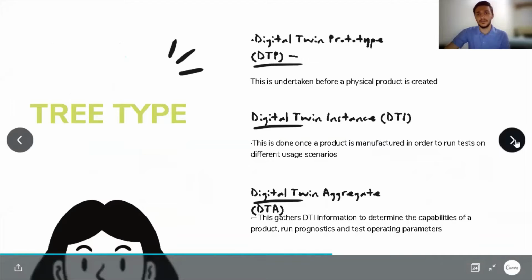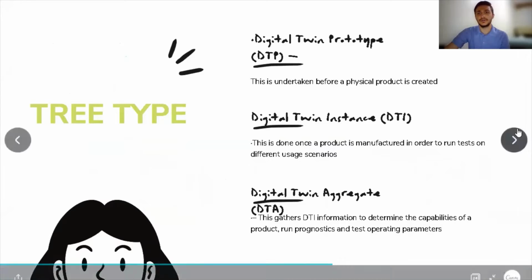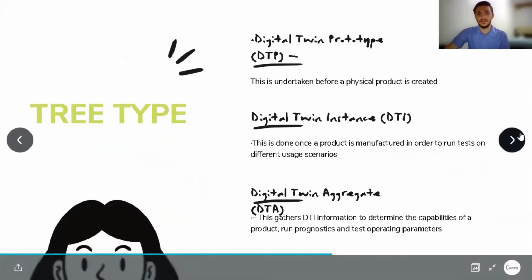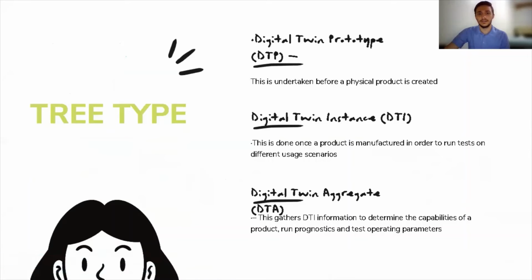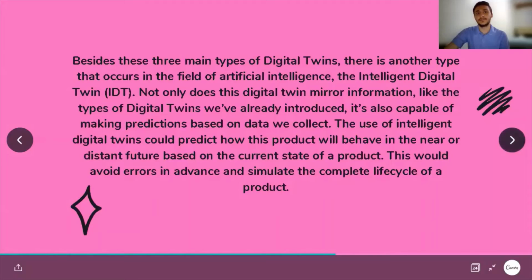The second one is the digital twin instance, DTI. This is done once a product is manufactured in order to run tests on different user scenarios. The last one is the digital twin aggregate, DTA. It gathers DTI information to determine the capabilities of a product, run prognostics, and test operating parameters.